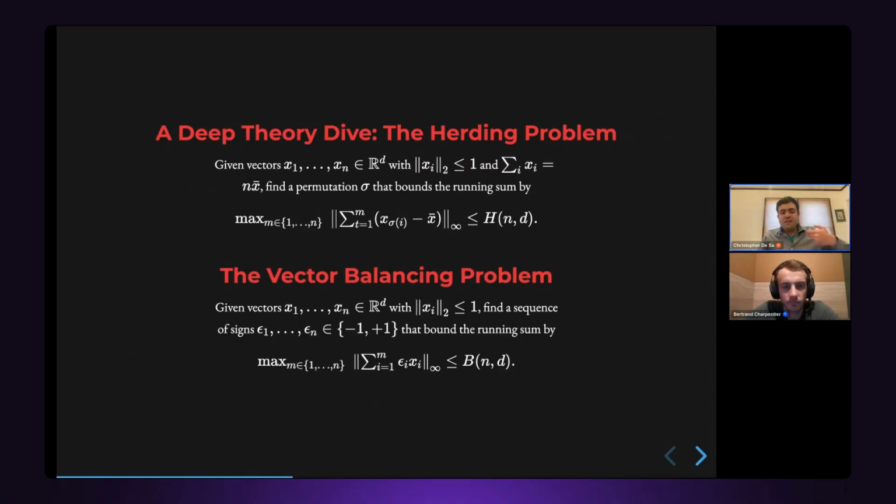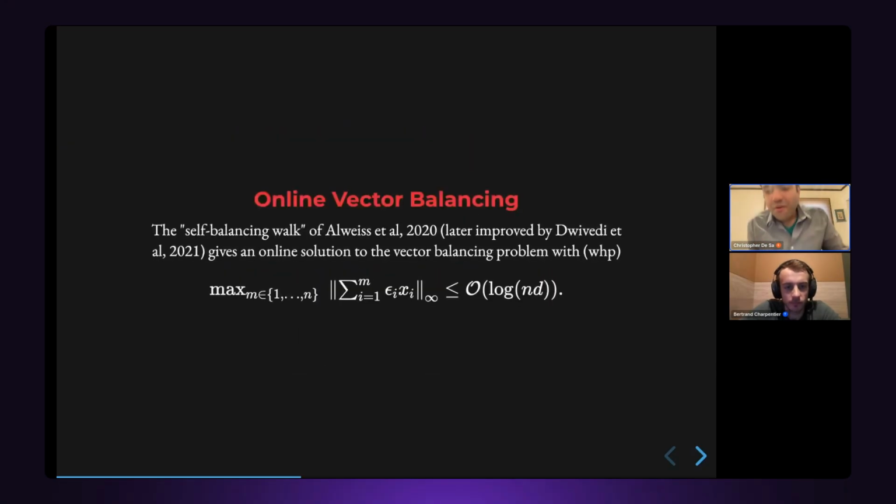Equivalently, imagine you have an accumulator. At each step, you get a new vector. You have to decide whether to add the vector to the accumulator or subtract the vector from the accumulator. And your goal is to minimize the worst L infinity norm, the largest L infinity norm that you observe of your accumulator. And there's a very nice online solution to the vector balancing problem, which is just a random walk from Alweiss et al. in 2020. This gives a really nice online solution to the vector balancing problem.